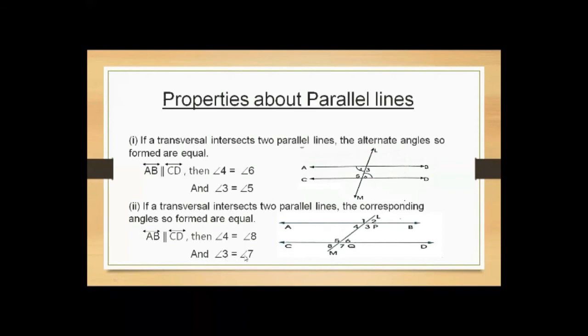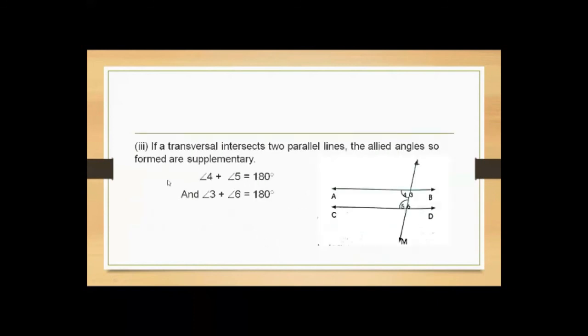And angle 3 and angle 7 are also corresponding. They are equal in nature. How? This angle 3 is the interior angle, and angle 7 is the exterior angle, so they are equal in nature. There are lots of other corresponding angles here, but I do not mention them. There is a third property: if a transversal intersects two parallel lines, the allied angles so formed are supplementary. Angle 4 plus angle 5 is equal to 180.